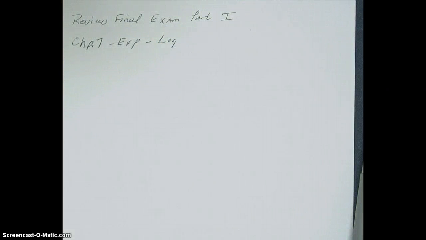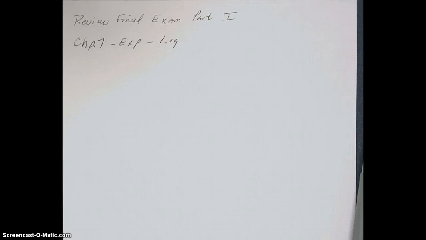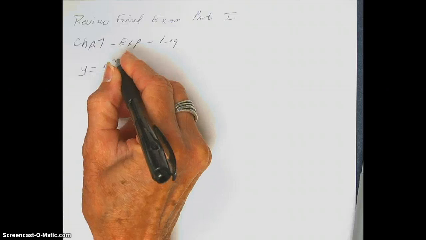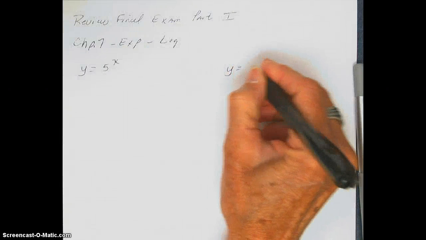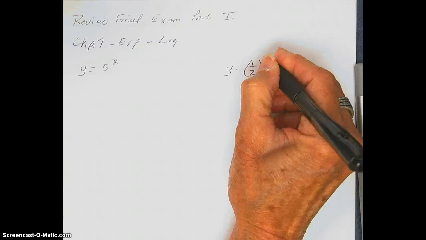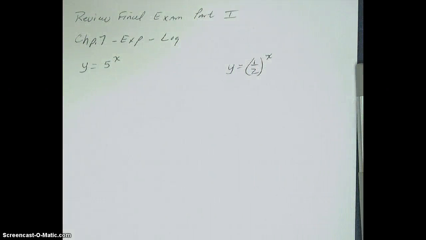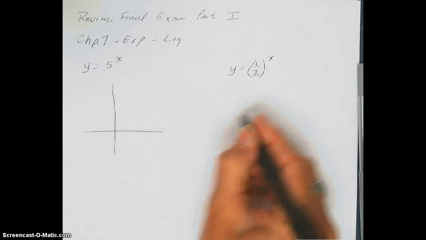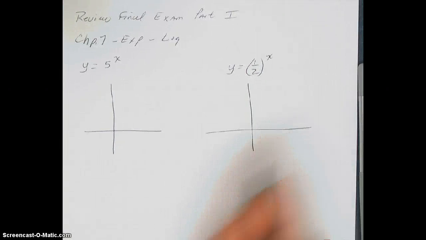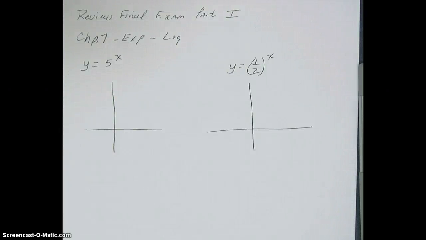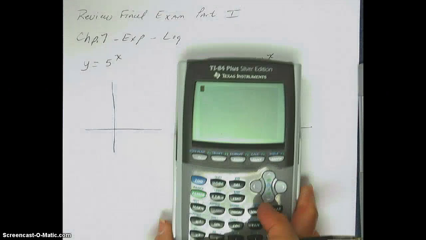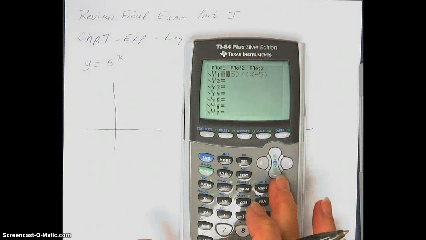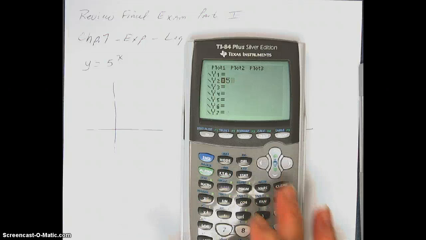So the first thing that we did in this chapter is learn how to graph exponential growth and exponential decay equations. So what I'd like to do is remind you how to graph these and what some characteristics are. So take out your calculator. Let's graph this first. Y equals 5 to the x.